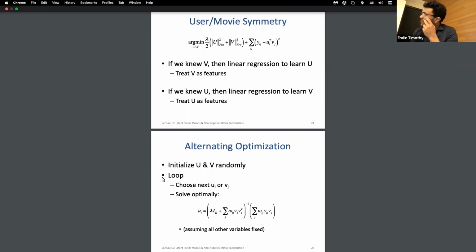And so we defined this method of alternating optimization, which was, how about we do this? Initialize U and V randomly, and then we loop over the following idea. Choose a Ui or a Vj, and then you solve the optimization problem for the other variable. So in this case, you solve the optimization problem for Ui equals lambda I plus the sum of wij Vj Vj transpose, inverse, times the sum of wij Yij Vj.